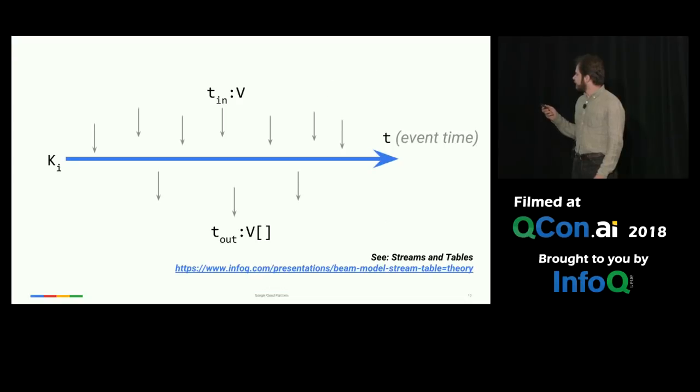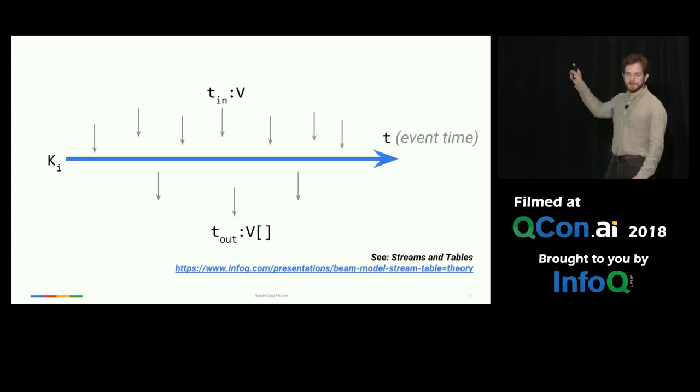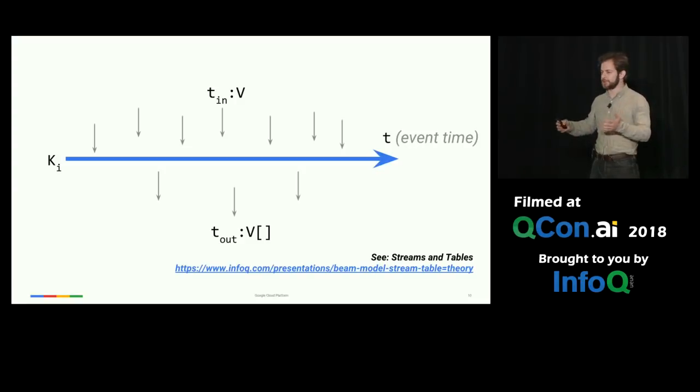So think of it this way. This arrow is the axis of event time. This is not the wall clock time that passes. This is a logical axis of when things happen. And new events arrive in, or sort of rain onto this axis and arrive at different times and arrive onto different points on this time axis. And occasionally, results come out.